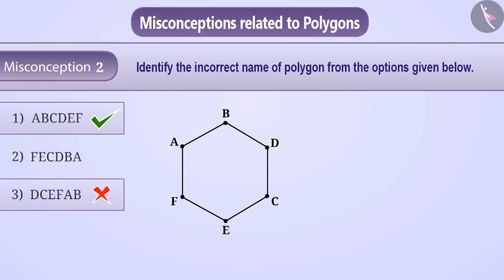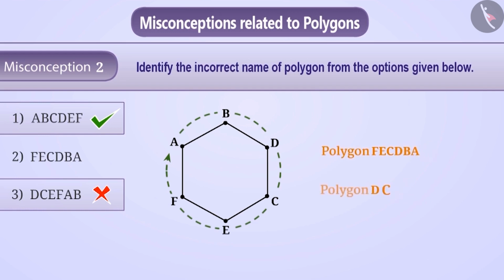The correct understanding is that we can name a polygon with the help of vertices. While naming, we can start from any vertex and progress in one direction on the boundary. Write the vertices in sequence one after the other. In this way, the name of the given polygon can either be FECDBA or DCEFAB. Both ways are correct. Therefore, option 2 and option 3 are correct names. Hence, they cannot be the answer to the given question.